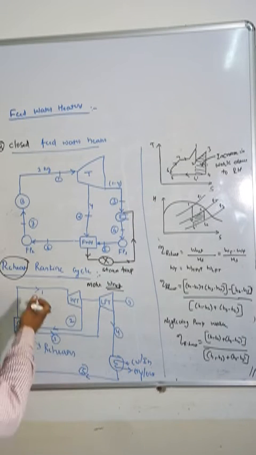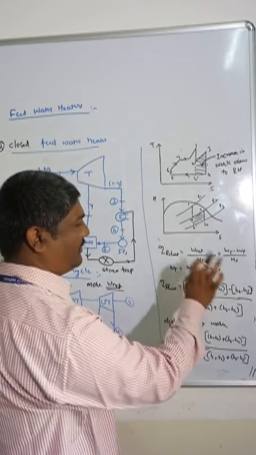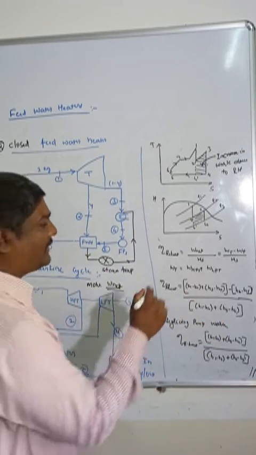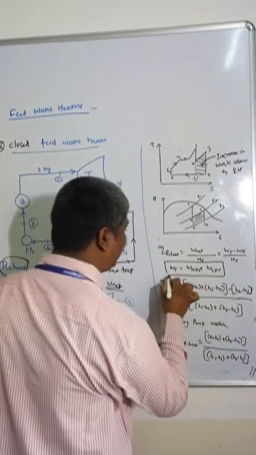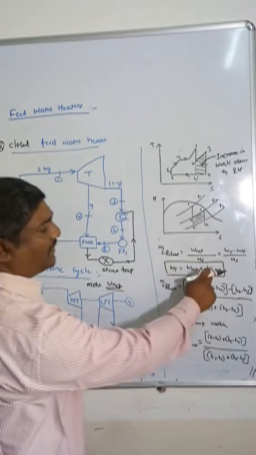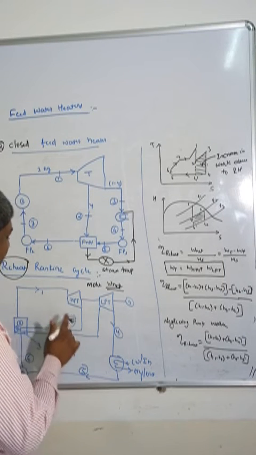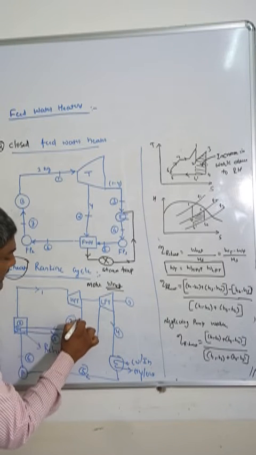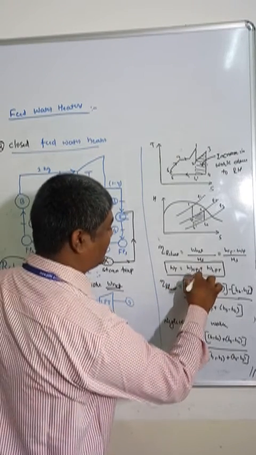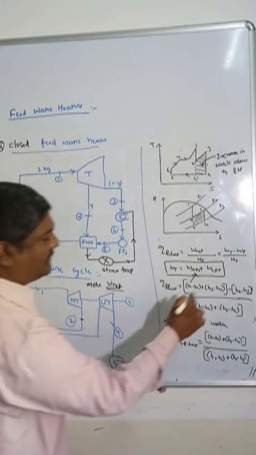Now I need to derive the efficiency for the reheat Rankine cycle. So reheat Rankine cycle efficiency is W net divided by heat supply, where W net is turbine work minus pump work. But turbine work is very important, don't take only one turbine work here because two turbines are there: work done by the high pressure turbine and work done by the low pressure turbine. Work done by the high pressure turbine in terms of enthalpy is the difference H1 minus H2. Low pressure turbine is H3 minus H4.